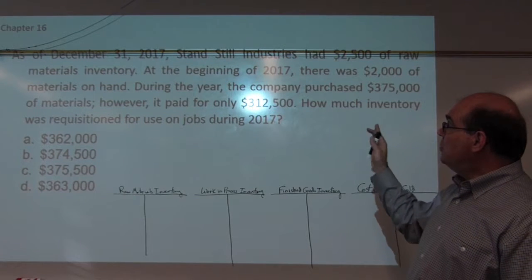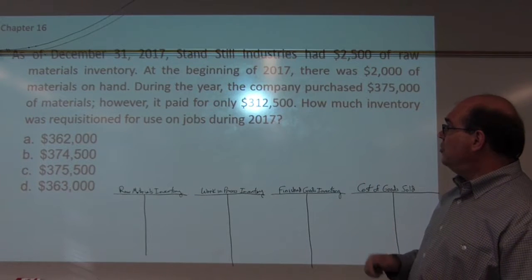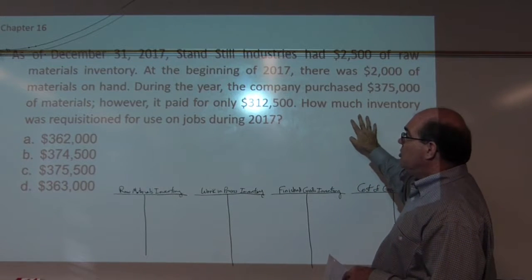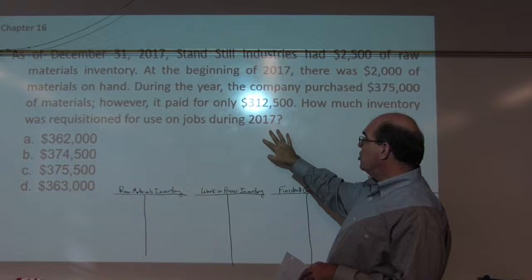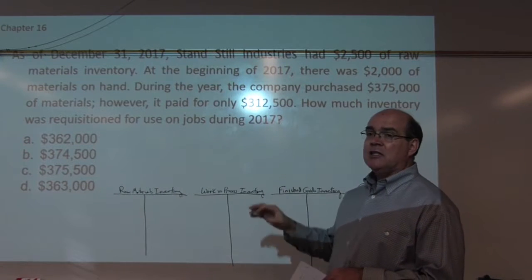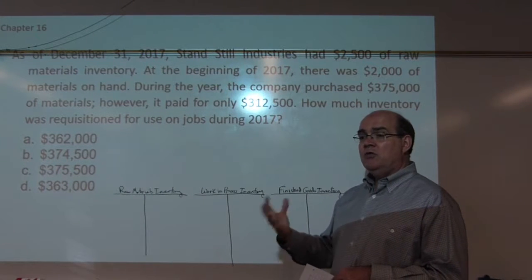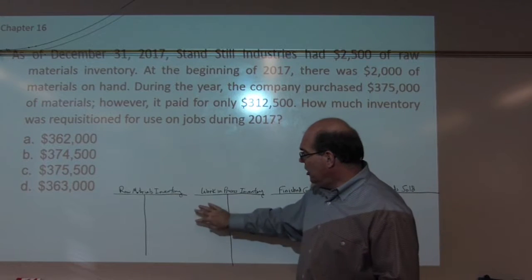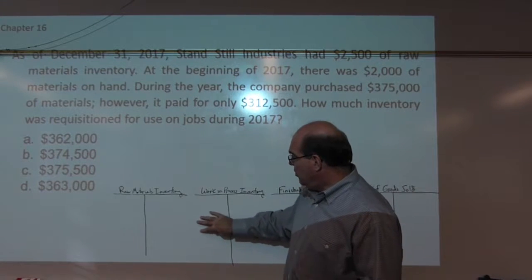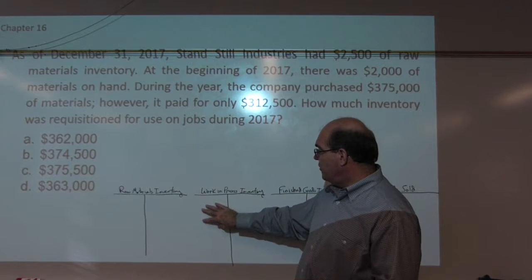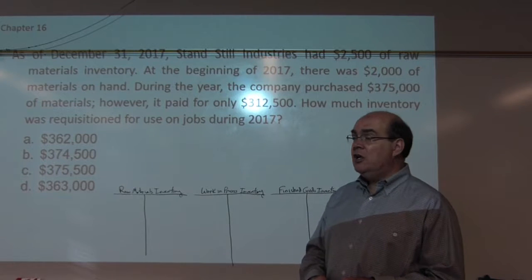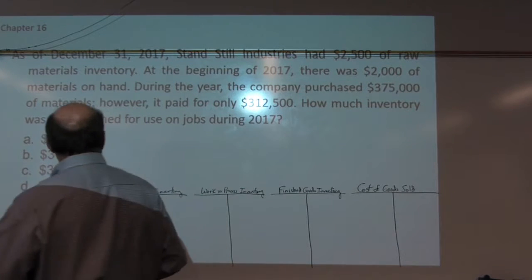So go through and take the pieces that are up there and start to put them into place. One thing you want to keep in mind is, what am I looking for? How much inventory was requisitioned for use on jobs during 2017? What I'm saying there is, how much inventory was moved into work in process? Because it comes into a job, it's a requisition. So I'm looking for the number that's going to be increased by debiting work in process inventory, or what's going to be credited because it's moved out of raw materials. So start going through and filling in the pieces that you know.